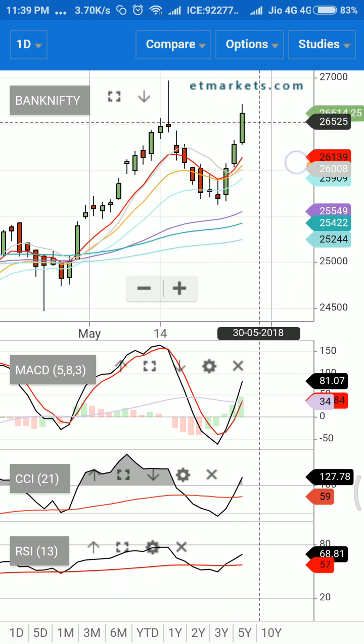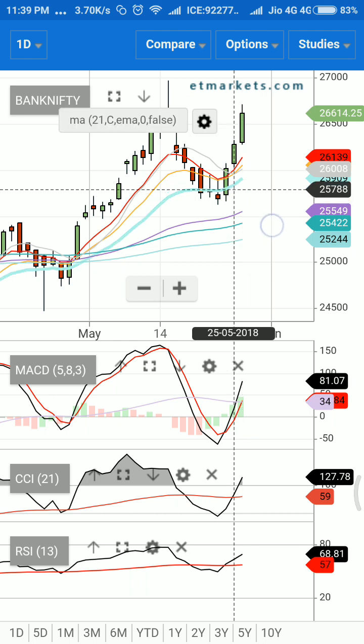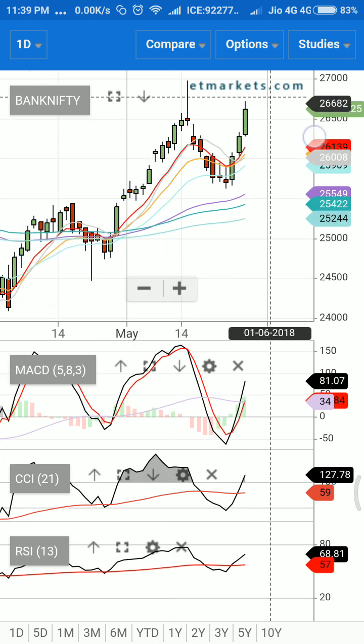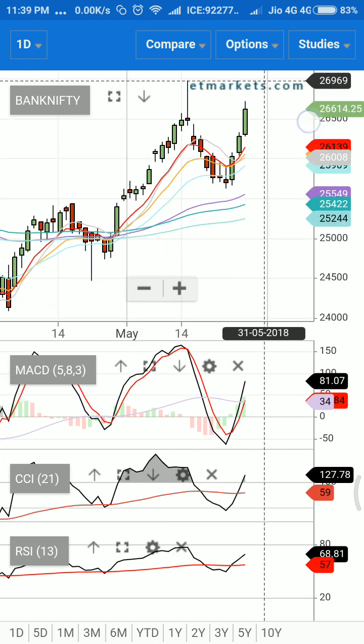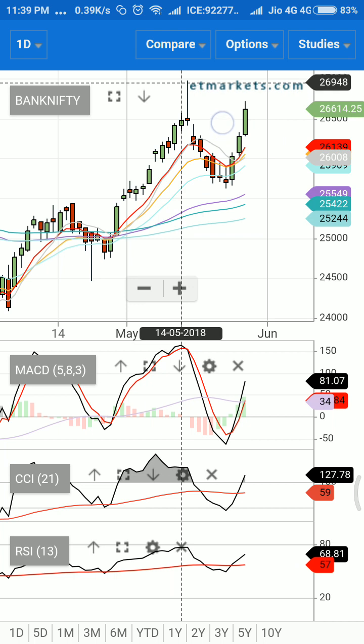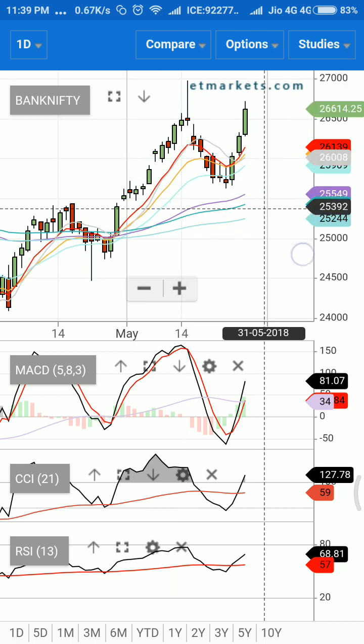Now if you see the price action, the market has already broken out and is only trading on the high side. The next target for the Bank Nifty would naturally be 26,969 or 26,950, whatever you say. Basically, this particular candle size should be the target. If this level gets broken, we can definitely expect much higher targets.